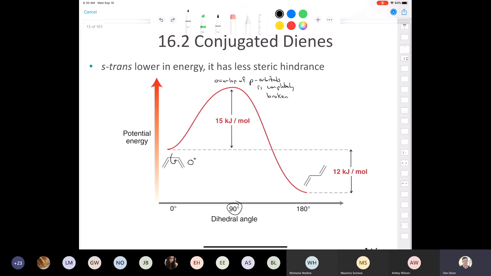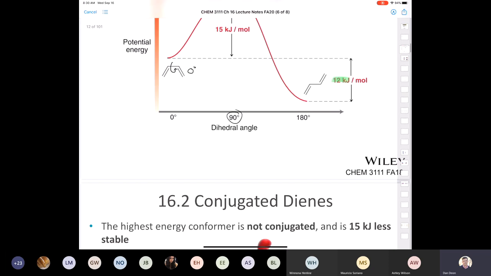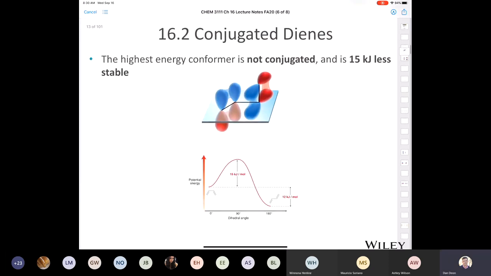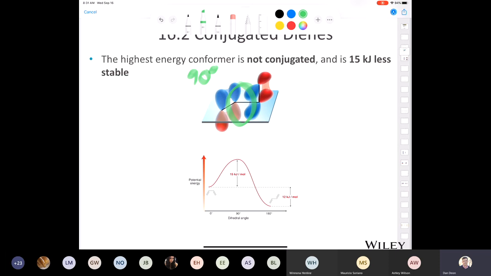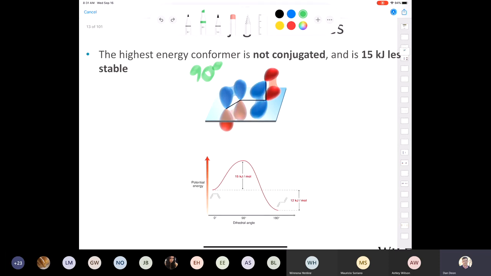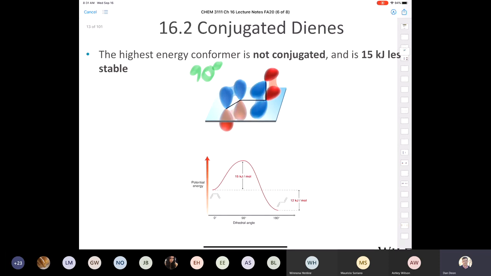And then we go down to the S trans, and you can see that the S trans is more stable than the S cis by 12 kilojoules per mole. All right, that's enough about that. It says the highest energy conformer is not conjugated. So this is the conformer that's at a 90 degree angle here. And you can see that there's no overlap of the p orbitals right there. All right, well, let's move on from there.